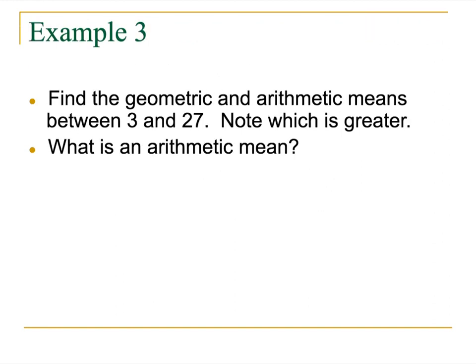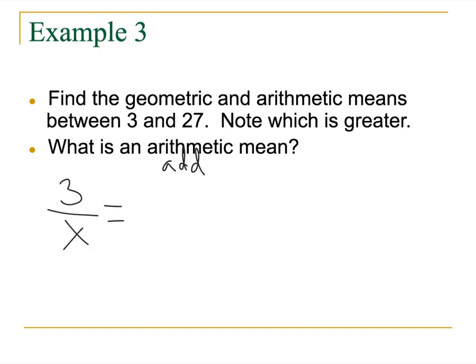To find the geometric and arithmetic means between 3 and 27. Note which one is greater. And what is an arithmetic mean? Well, if a geometric mean is where we cross multiply, you could think of this as like a cross add, if you will. All right, so we're trying to find the geometric mean. So let's start with that.